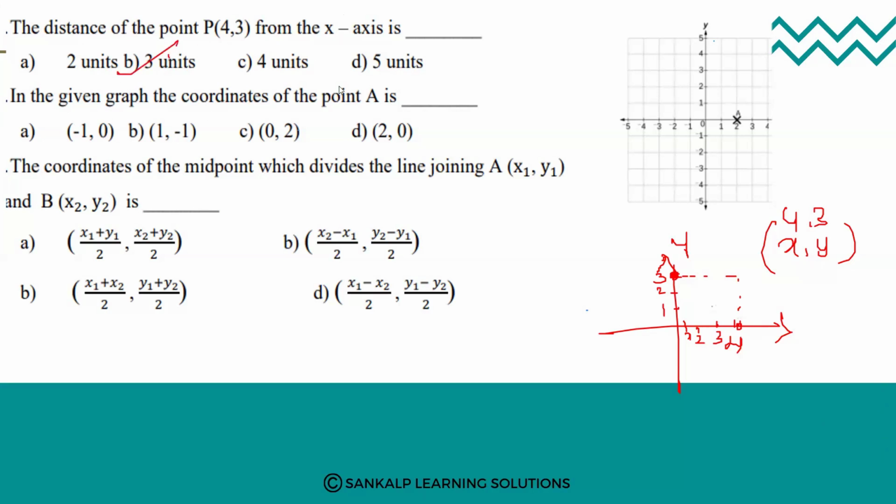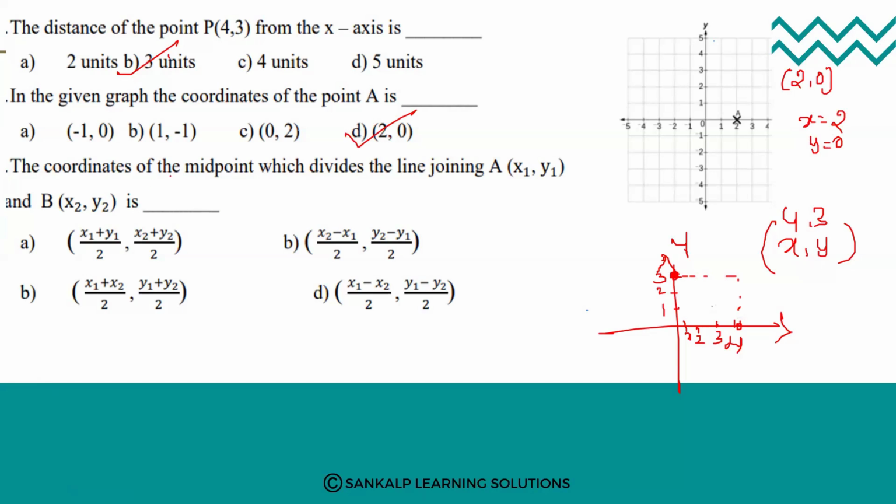In the given graph, the coordinates of point A, where is A? A is here. So this is the graph, and A lies on the x-axis. But where is y? y is 0 here. Okay, x is 2, y is 0, right? So (2, 0). Option D is right.